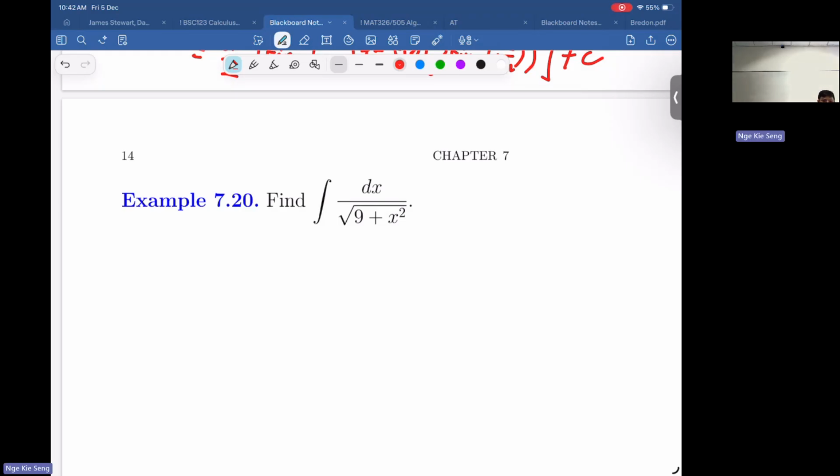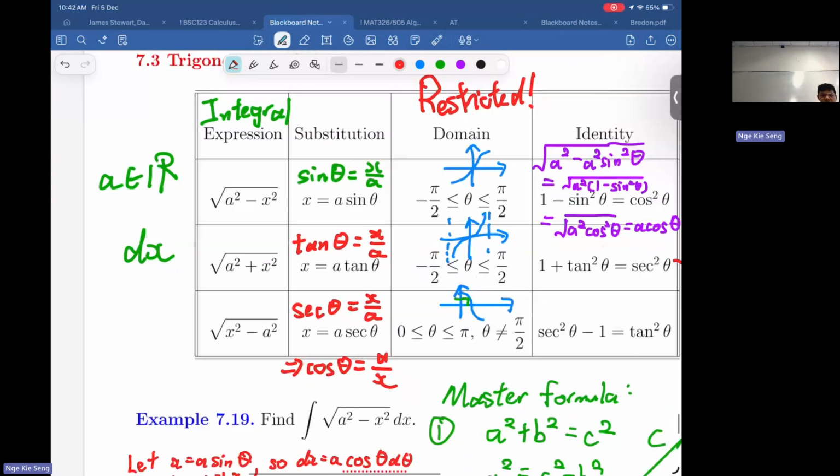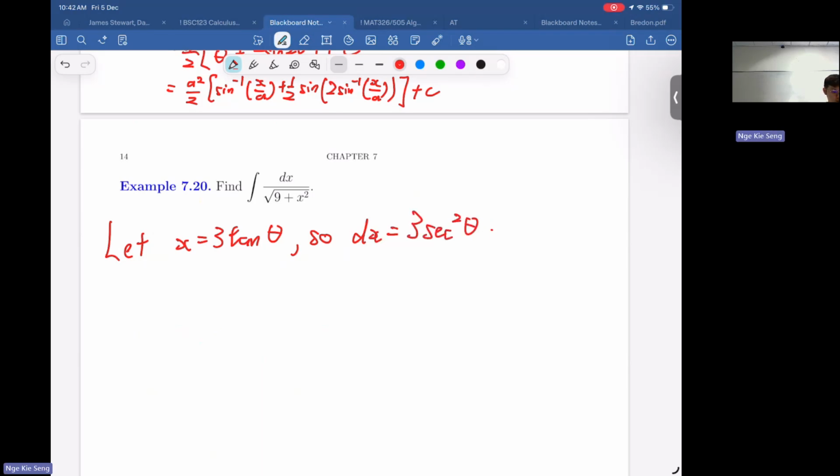Okay, so this is 9 plus x squared, right? So 9 is some square, it's a square of 3. Maybe x equals a tangent theta. Okay, so we will do that. In this case, we'll use x equals 3 tangent theta, such that dx is 3 secant squared theta d theta.